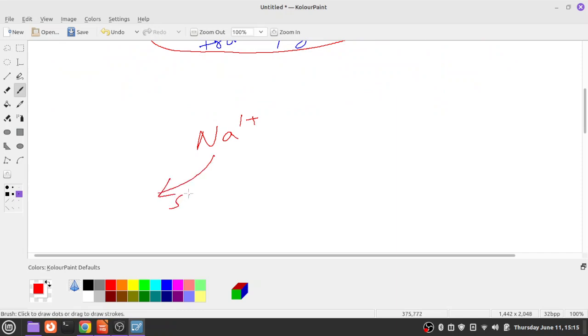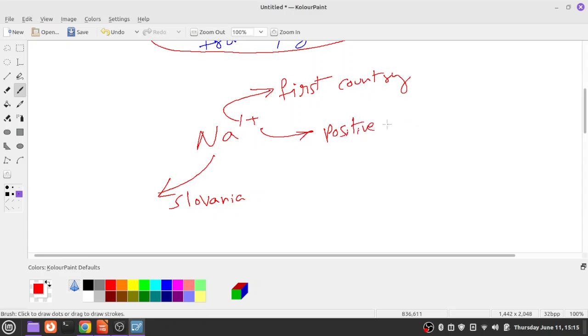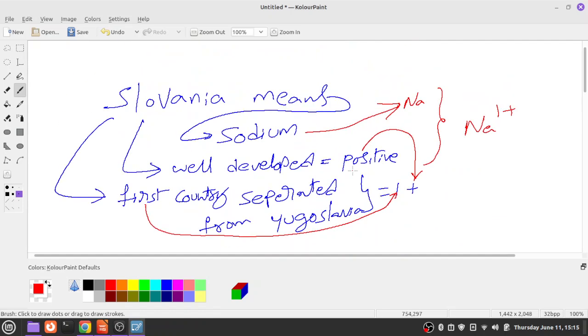This is Slovenia. One means first country. Positive means positive development. So this is all about it. We can also include this one.